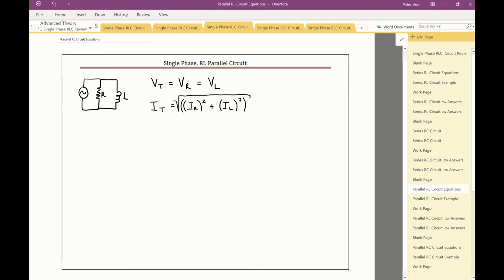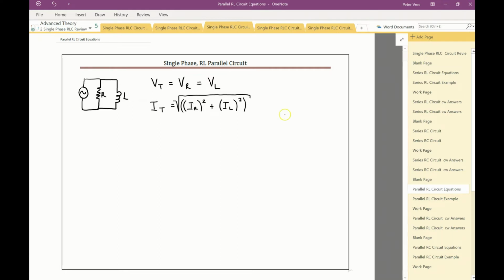Excellent. That equation looks mighty familiar. We've been through this a million times in class, but that is the adjacent squared plus the opposite squared, and then we're taking the square root. So we're finding the hypotenuse. The total is always the hypotenuse, the adjacent is the resistive value, and in this case, the opposite is the inductive value. If you can't remember what the equation is, then you need to draw a right angle triangle.